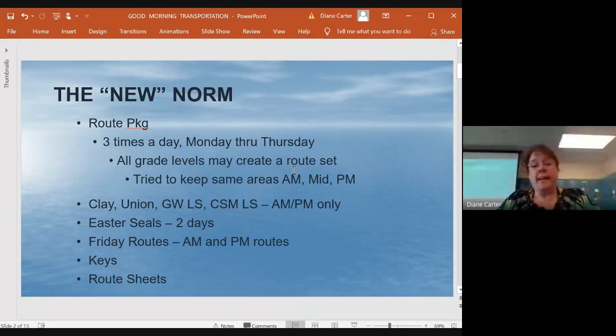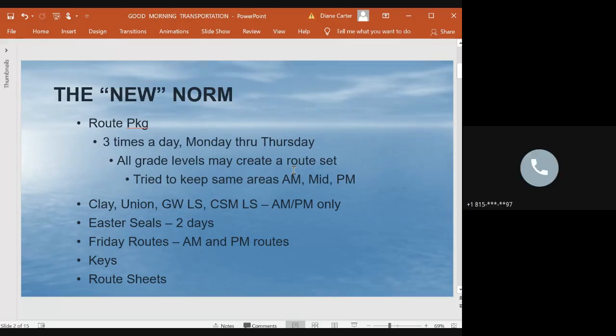Your keys, everybody is now going to be like Greenwood. One of the requests from the union is that you get to keep your keys, which is fine. I don't blame you, and that'll keep us from having to spray them down every day. So if you have a route, you're going to keep the keys to your bus. We have the keys here if we need them.